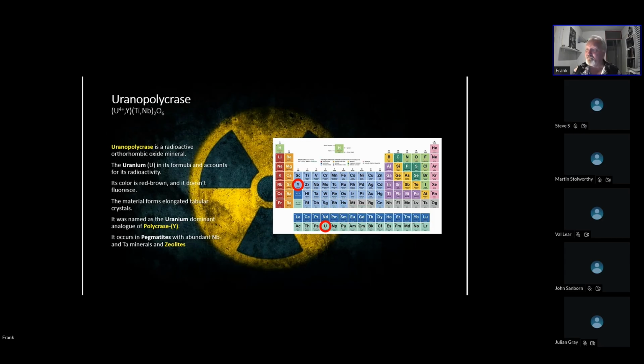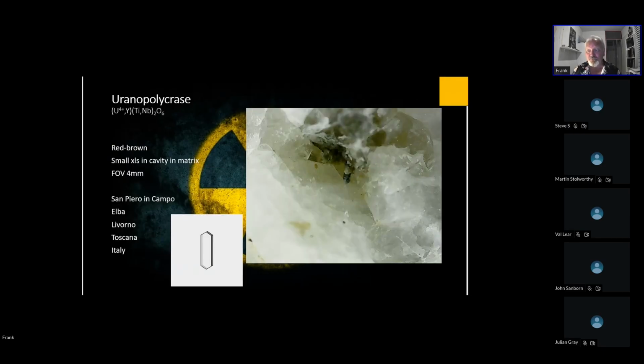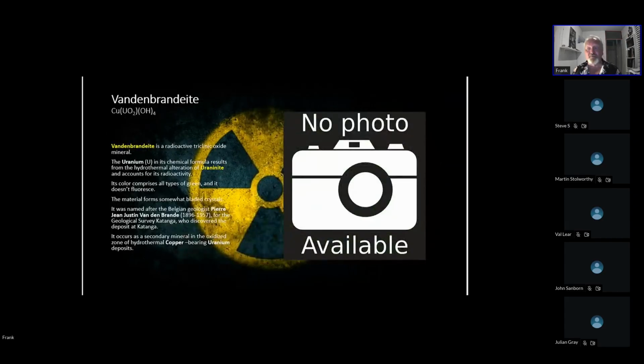Uraninite, well, I mentioned it before. Isometric oxide mineral. Its color varies from black to greenish, and it doesn't fluoresce. It forms cubic crystals, but can also be botryoidal. Of course, it was named after its uranium contents, and it occurs in granite and syenite pegmatites, in hydrothermal tin, cobalt, nickel, bismuth, silver, and arsenic, and other sulfide veins, in sandstone-hosted uranium and vanadium deposits, and in uraniferous conglomerates.